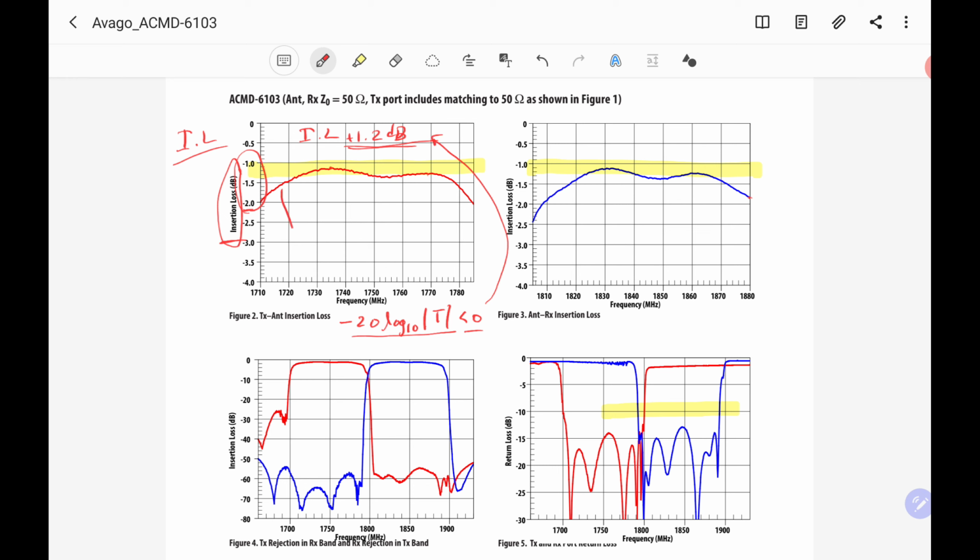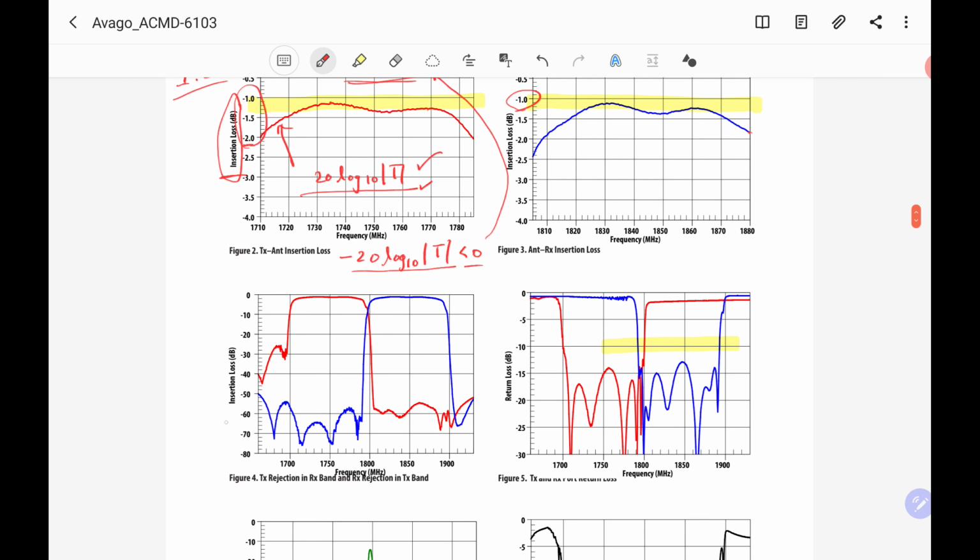And this minus comes from this, right? So either way is okay. And then this is also, right, this minus value comes from this, and then this is insertion. This is return loss, right?